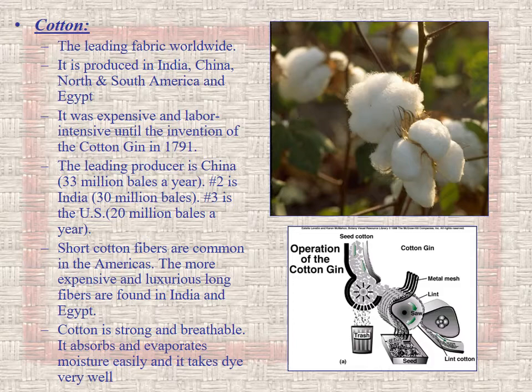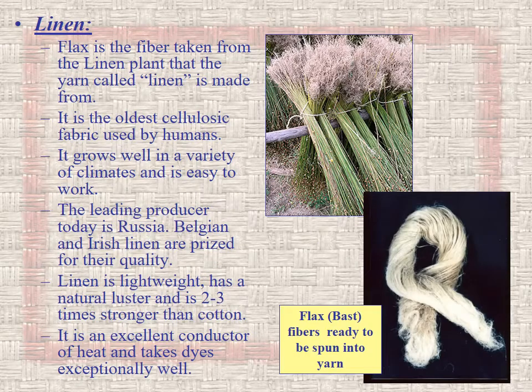Leading producers: China. I'm going to stop there in case I get in trouble. India and the United States. Short cotton is more common in the United States and the Americas, and the longer, more luxurious fibers are found in India and Egypt. Egypt is especially renowned for its cotton. Egyptian cotton, as you hear, is the best because it's the long fibers. It's breathable, it's strong, it absorbs and evaporates moisture easily, and it takes dye very well, which is very important.